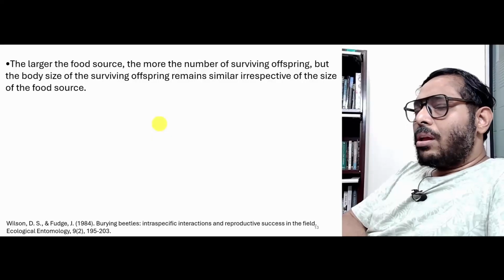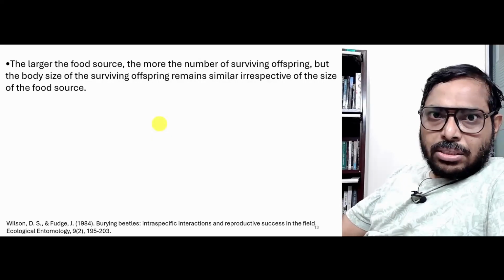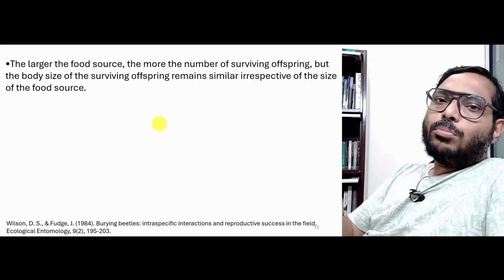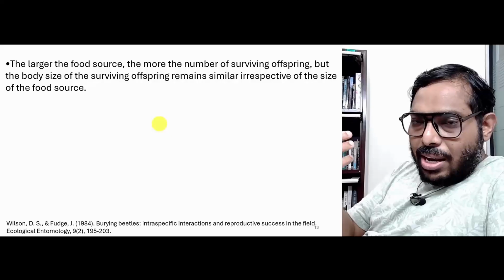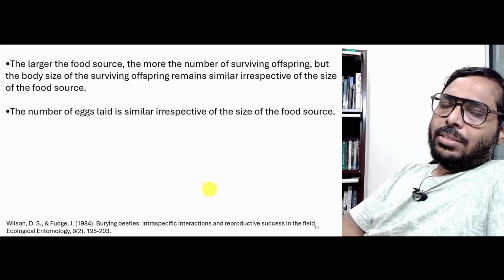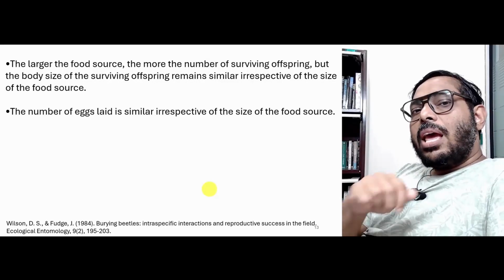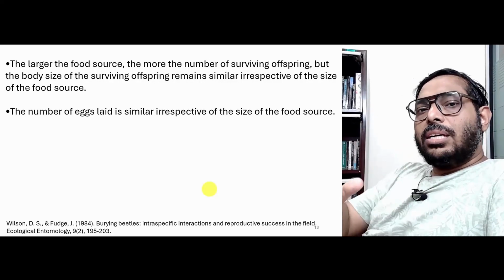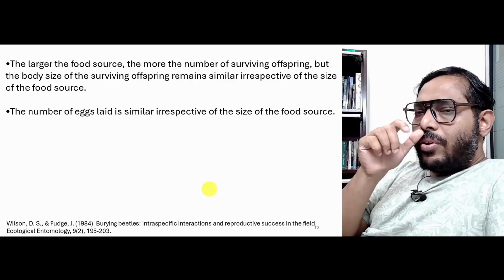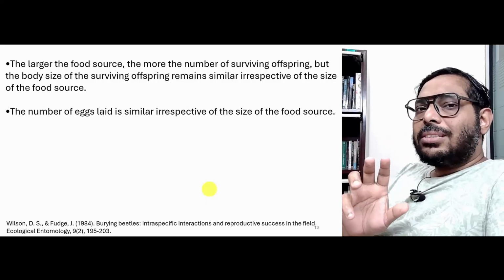So, how is that happening? One possibility is that if they have a large food source, they may lay more eggs. If they have a small food source, they may lay fewer eggs, right. But it turns out that is not what happens. The number of eggs that these beetles lay is statistically similar irrespective of the size of the food source. So, if that is the case, there is some kind of regulation happening at some point.